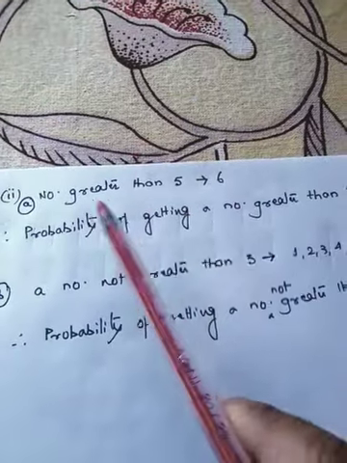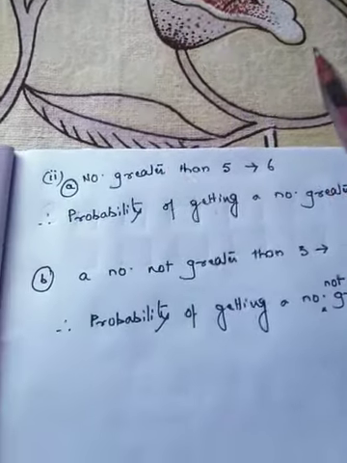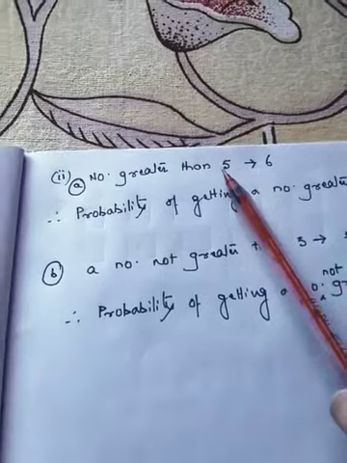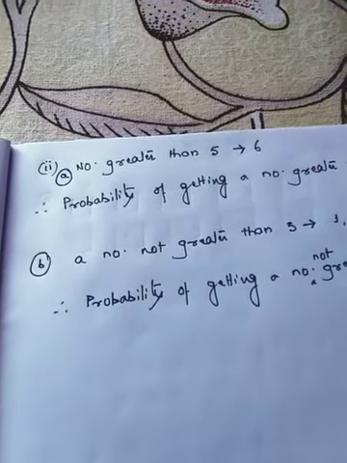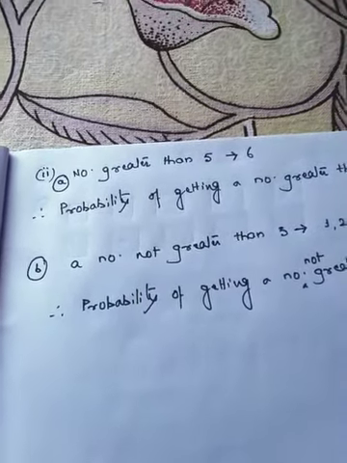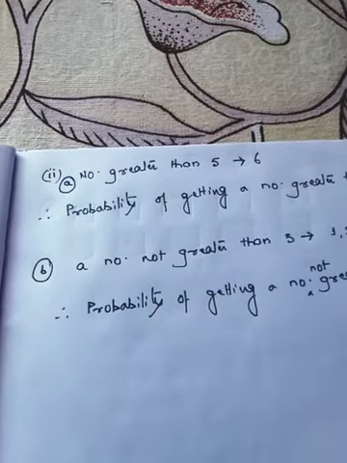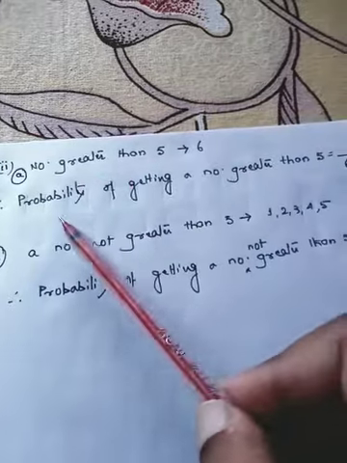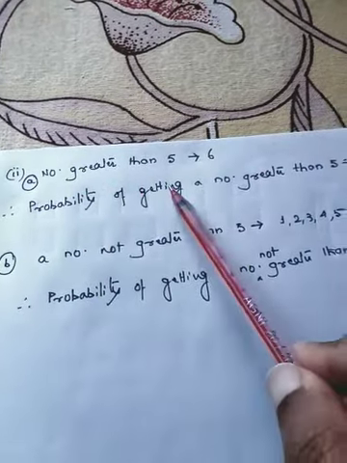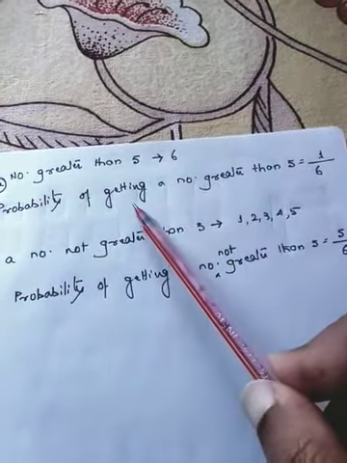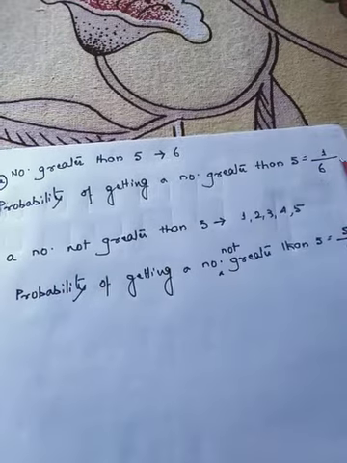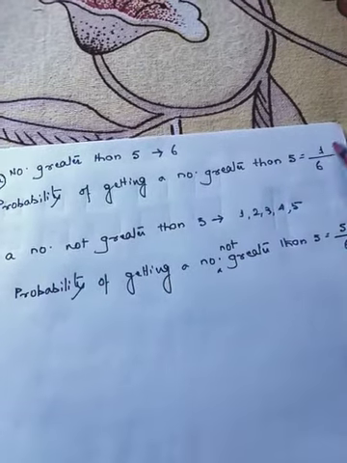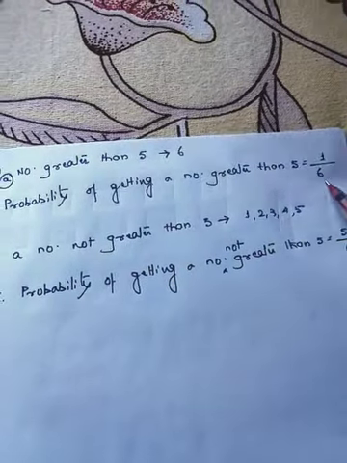Next question is probability of getting a number greater than 5. So out of 6 numbers, as you know in a dice 1, 2, 3, 4, 5, 6, how many numbers are there which are greater than 5? It is only one number, isn't it? 6. So what is the probability then? The probability of getting a number greater than 5 would be, out of 6, how many numbers are greater than 5? Only one. So 1 upon 6.